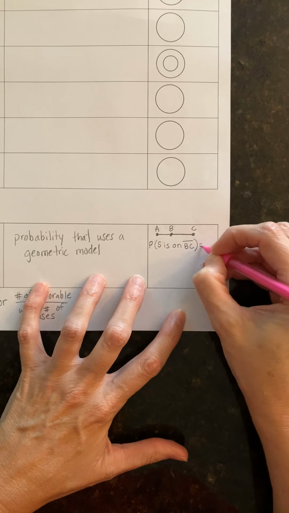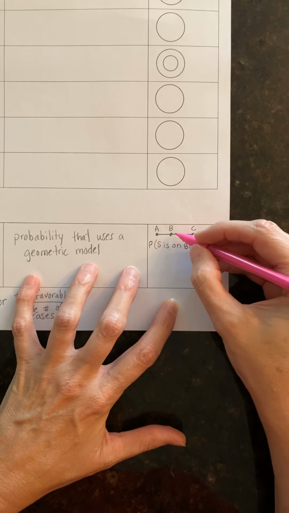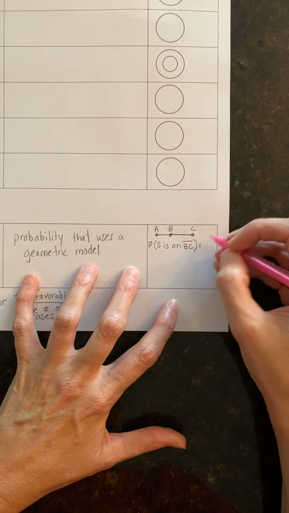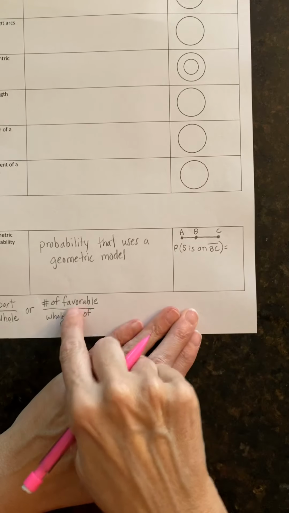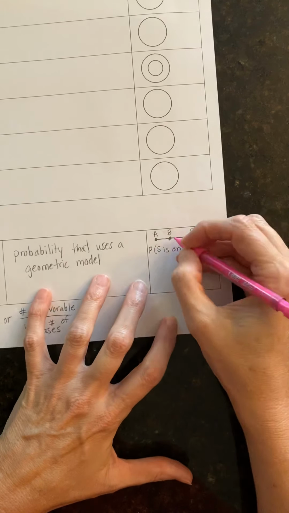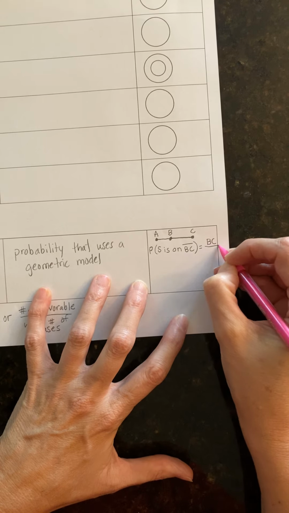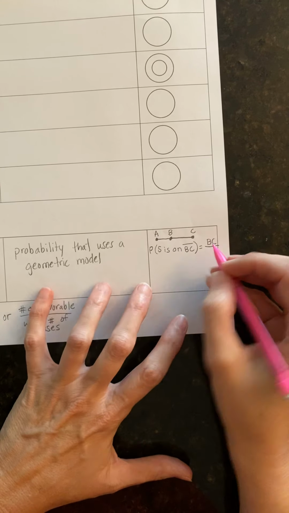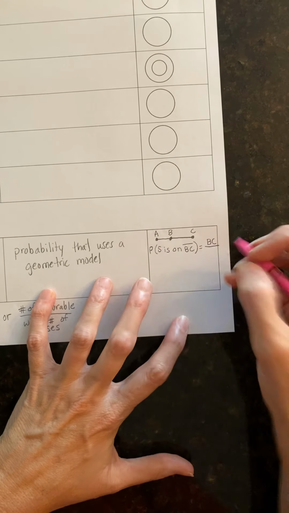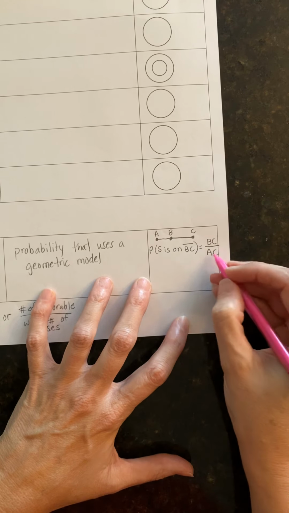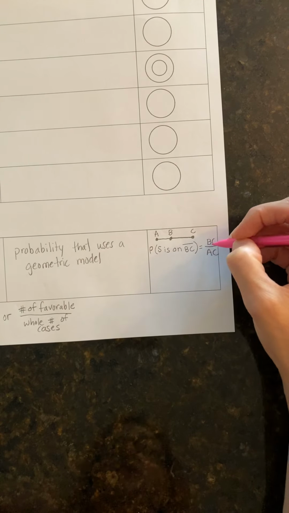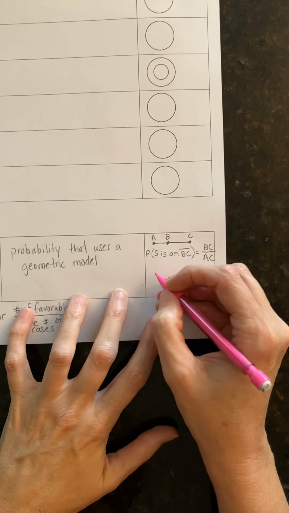So since probability means part over whole, the favorable outcome would be segment BC. Now remember, if there's no bar over it, it means length. So the length of segment BC over the whole segment AC. That means length of segment AC. So it's part over whole. That's how you would calculate that.